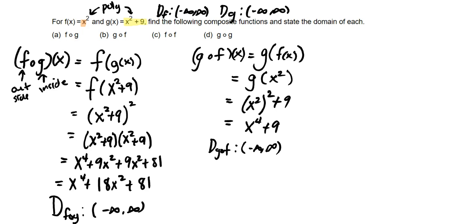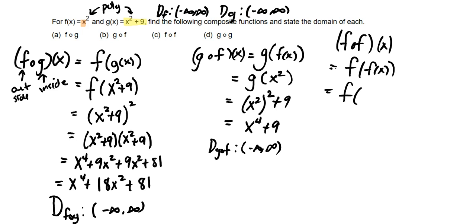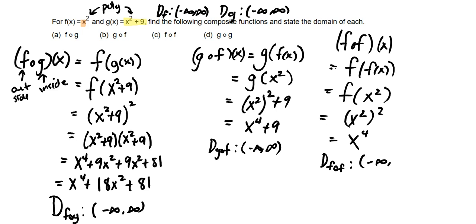So let's find f composed with f of x. So now f is our outside function and f is our inside function. F of x is x squared. And we're substituting into x squared. So it's x squared squared, which is x to the 4th. This is also a polynomial function, so the domain of f composed with f is all real numbers from negative infinity to infinity.